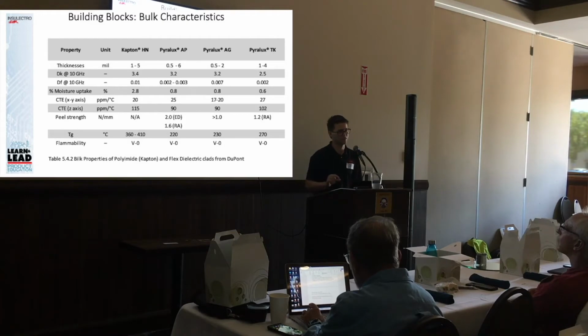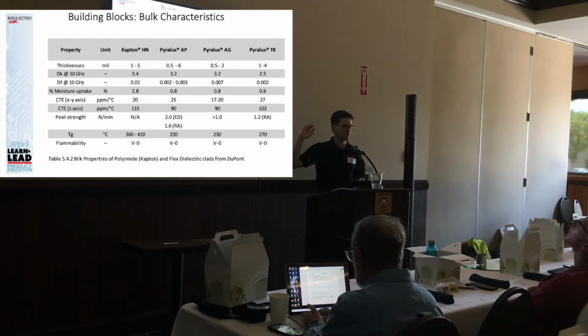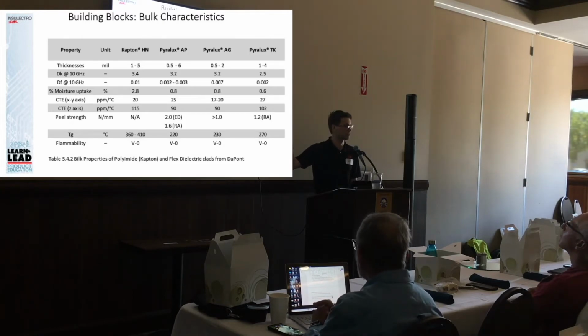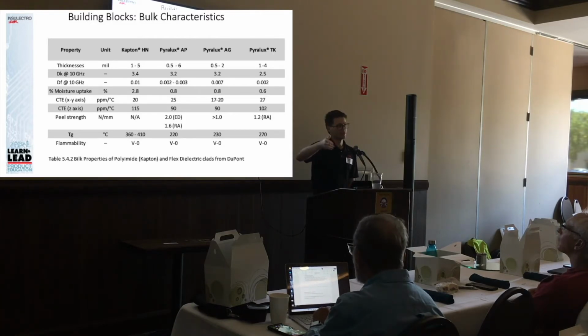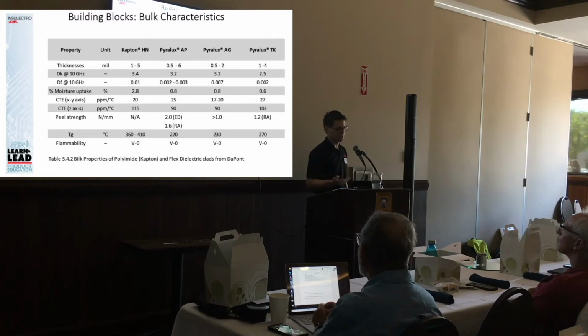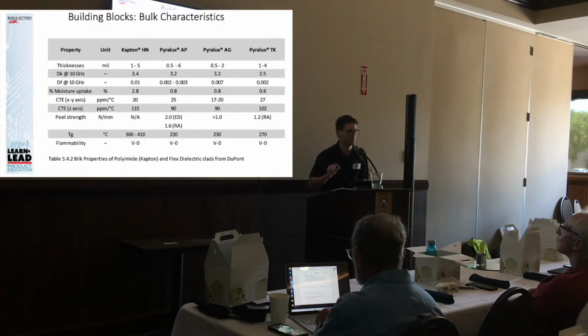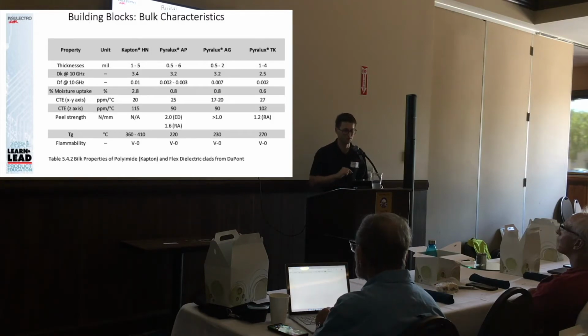To give you an idea of how these materials perform from an electrical standpoint, this is just a graph showing you the bulk dielectric characteristics. Kapton HN is DuPont's standard polyimide film. AP is their all-polyimide flexible copper-clad circuit, and you can see a Dk of 3.2 and a Df of 0.002 to 0.003. If you understand the test method, you can understand why those numbers change a little bit. Dielectric values change over frequency sweeps.